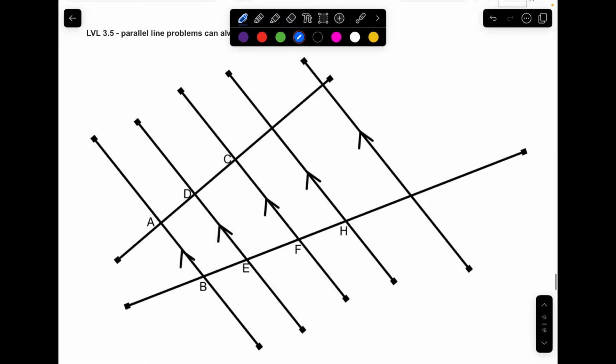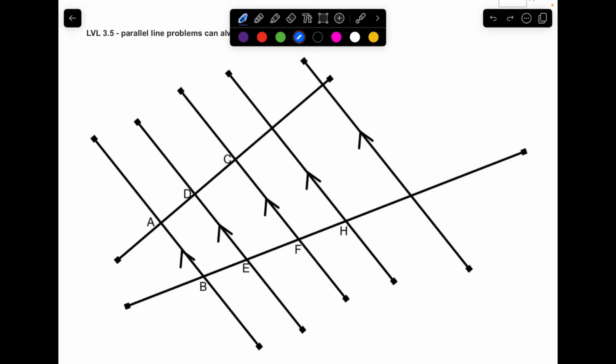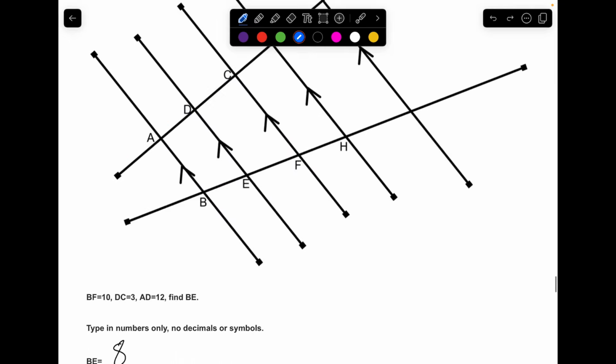Lots of parallel lines. Every section is the same ratio. The non-parallel sides have the same ratio over and over and over. They tell us BF, that's all of this, is 10. DC is 3. And AD is 12. Find BE. Several ways to do this.